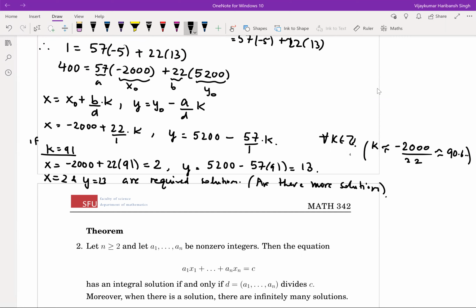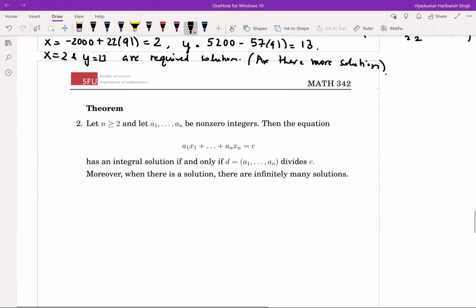And the answer is no. You should increase the value and check that it will already overshoot 400. So this is the idea. So now, the theorem can be generalized.